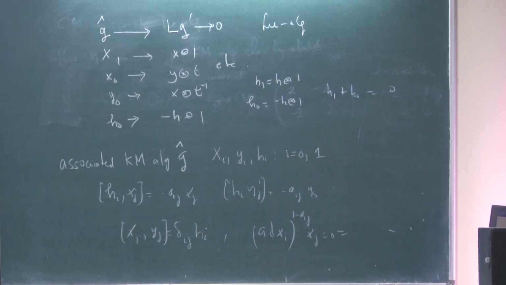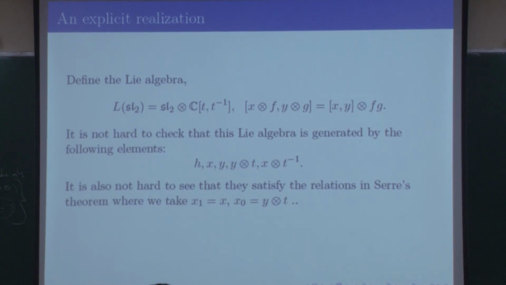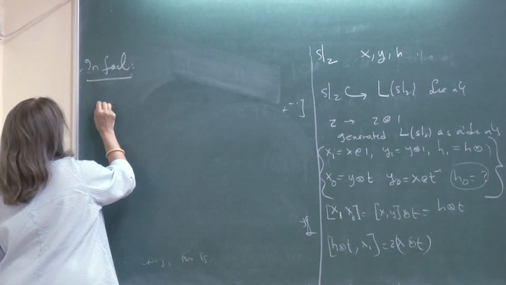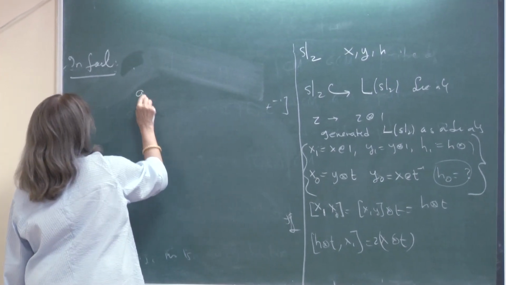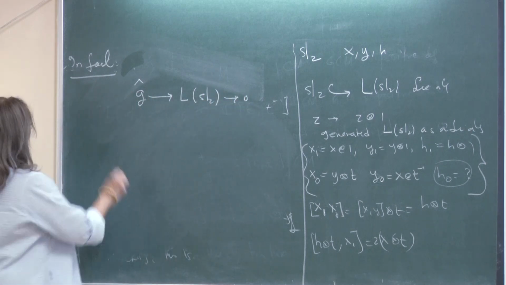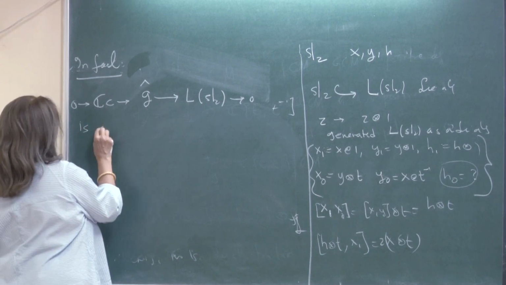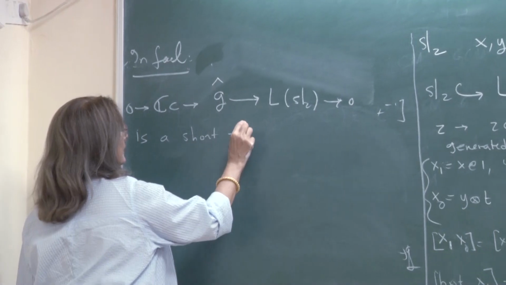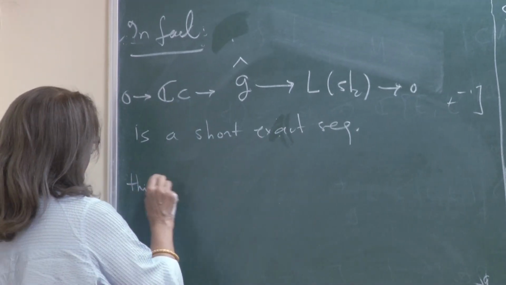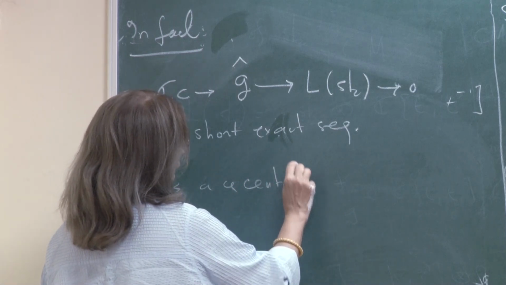Okay, so it turns out that, in fact, the theorem, this is the theorem of Kac, etc. So what we have is a short exact sequence. If you look at this map G hat to L of G, so L of SL2 in this case, this is a homomorphism of Lie algebras. Its kernel is one-dimensional. It is a short exact sequence. So this is called a central extension. Okay. So this is a short exact sequence. This is a central extension. G hat is a central extension of L of SL2.